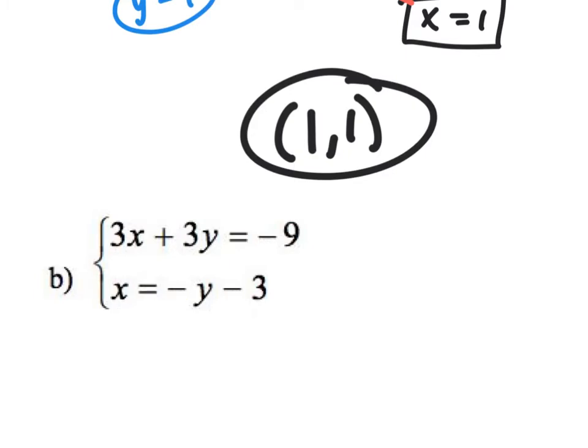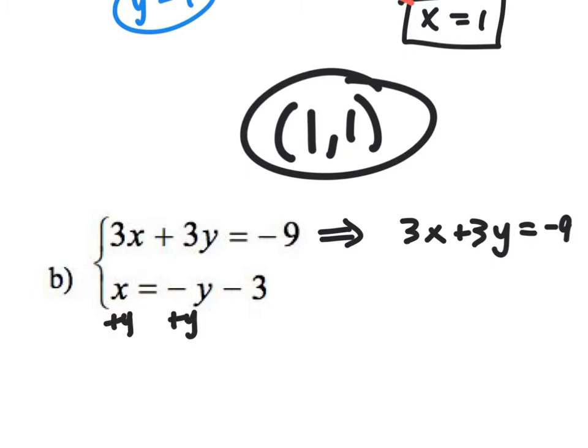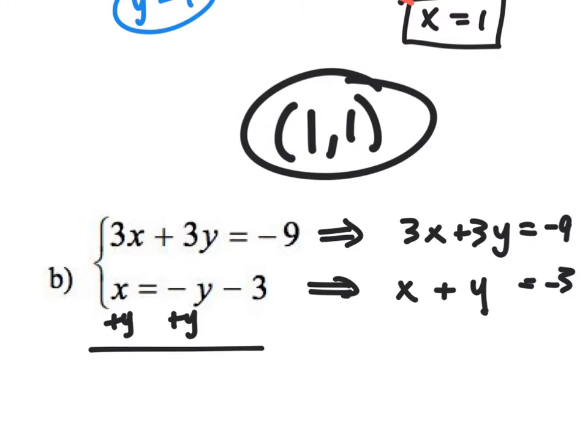Now what I want to do is line up my x's and y's. So I'm going to rewrite my top equation over here: 3x plus 3y is equal to negative 9. And on the bottom, I want to move this y value over to the other side so that I have x and y on the left side of the equal sign, just like this one does. So I'm going to add a y to both sides, and this gives me x plus y is equal to negative 3. Now you notice that my x's are lined up and my y's are lined up.